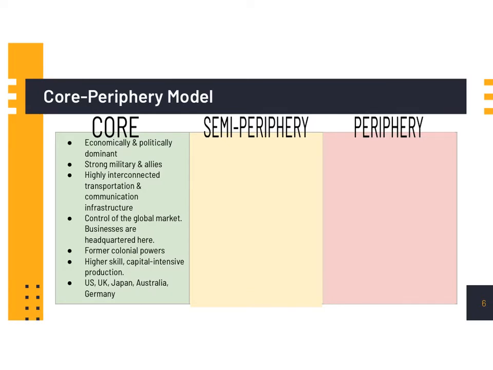Control of the global market. Businesses are headquartered here. Former colonial powers, higher skill, capital intensive production. So, capital intensive production means that the things they need to produce in their countries, it's really expensive to start out.